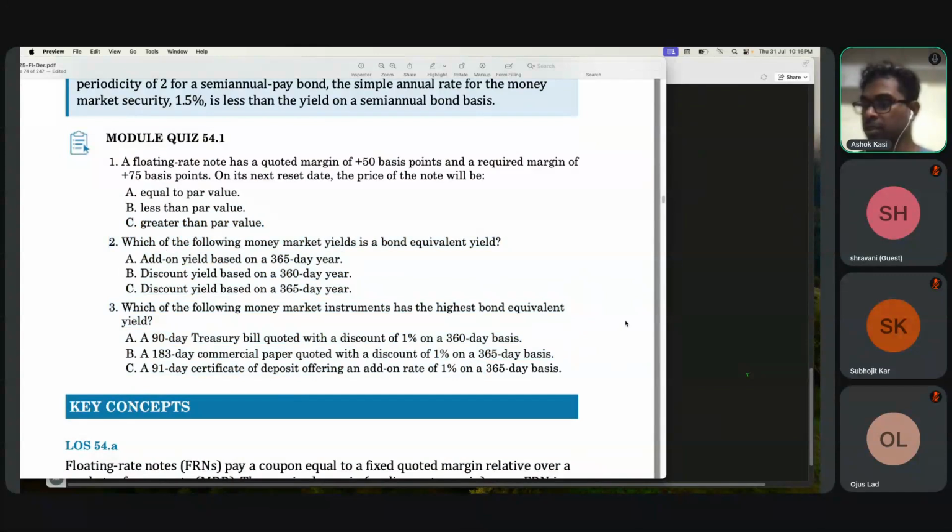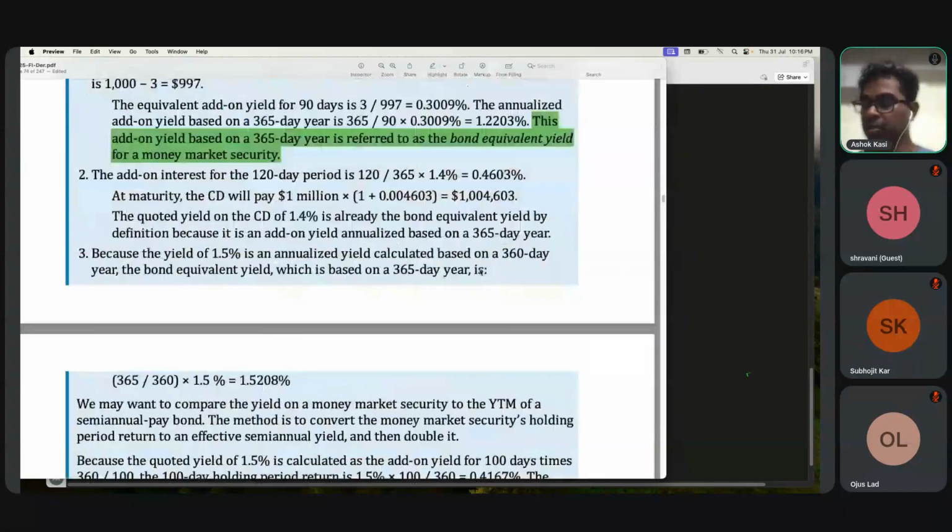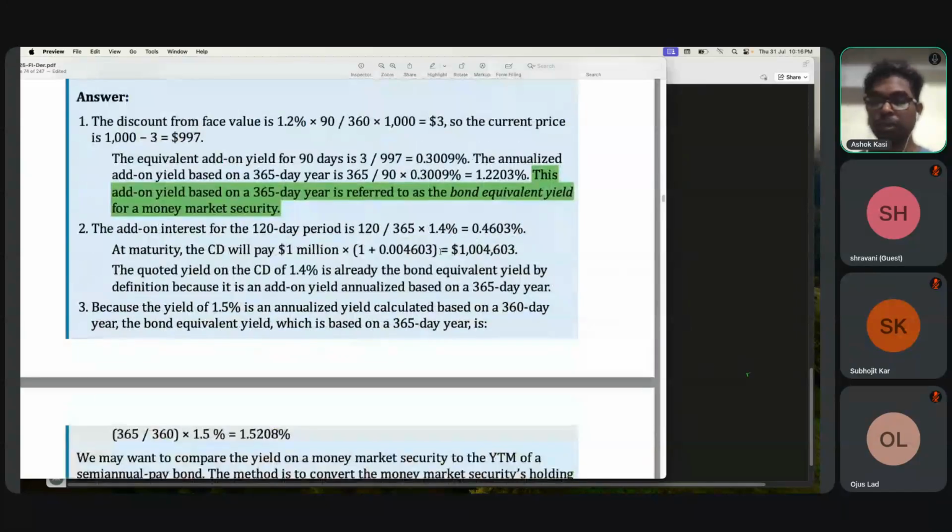Rest all will go fast, but this one, as I said, is highly energy consuming. You have to revisit this topic again and again, once a week. And if you are registered, immediately start solving all fixed income questions, so that we can discuss all the wrong answers here.